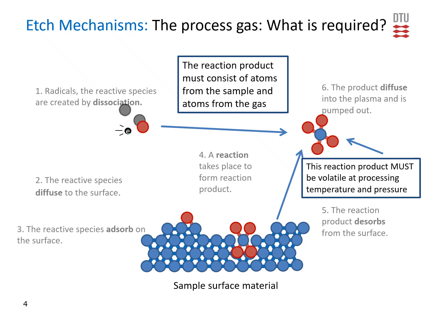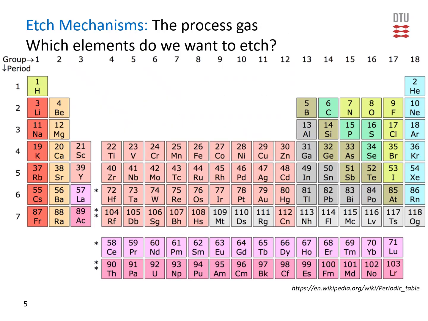And that means that the reaction product must consist of atoms from the sample and atoms from the gas. So the gas here must contain some atoms that, together with the atoms from the sample, make an etch product that is volatile so it can be pumped away. So we need to take a look at what kind of volatile products we could create. But first let's take a look at what materials we are interested in etching.